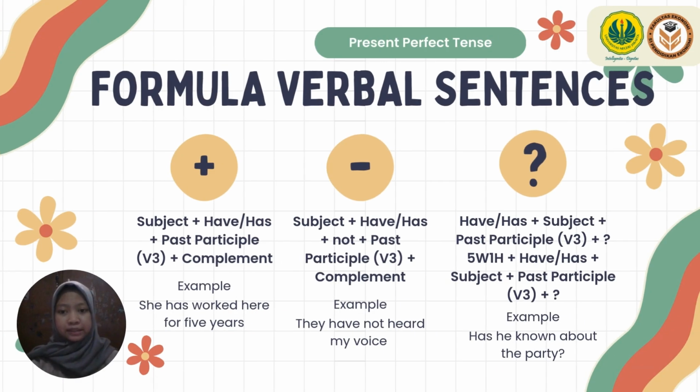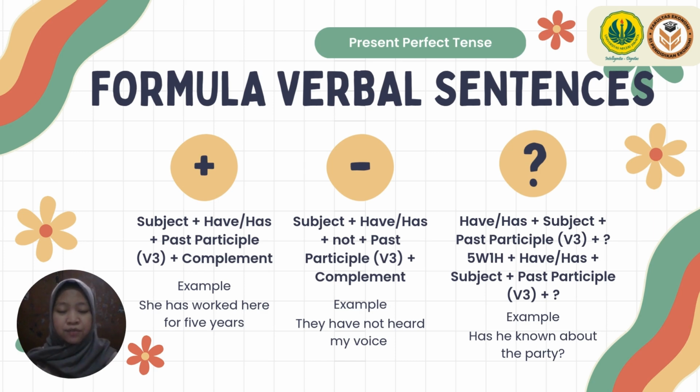Next, the formula for verbal sentences of present perfect tense. In the nominal sentence, we use been as a verb replacement. In the verbal sentence, we use verb 3 as the main verb. So, the formula for the positive sentence is subject plus have or has plus past participle or verb 3 plus complement. For example, she has worked here for 5 years. And for the negative sentence, we can use subject plus has or have plus not plus past participle or verb 3 plus complement. For example, they have not heard my voice.